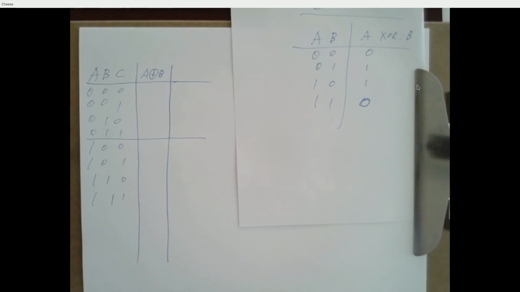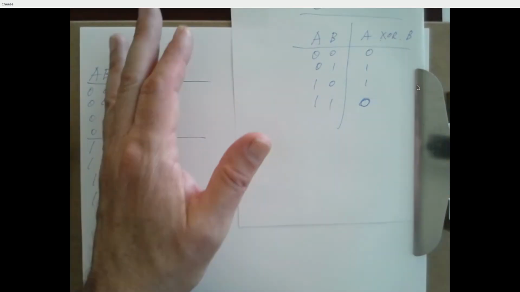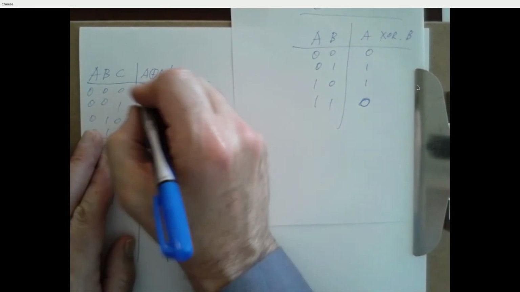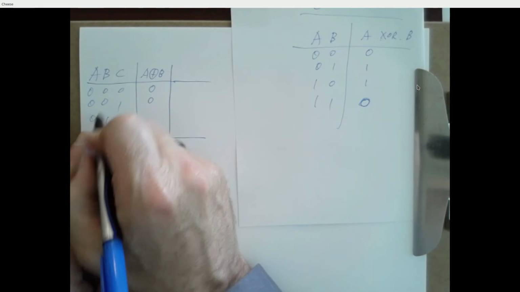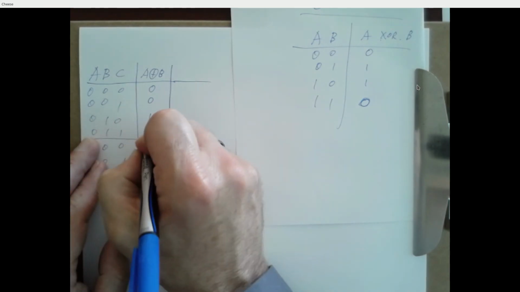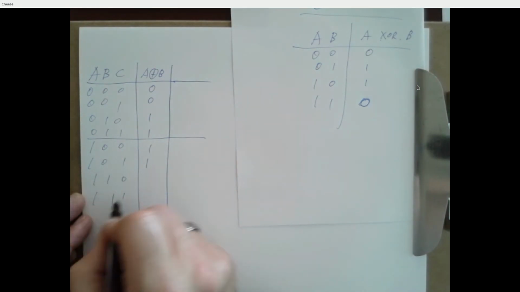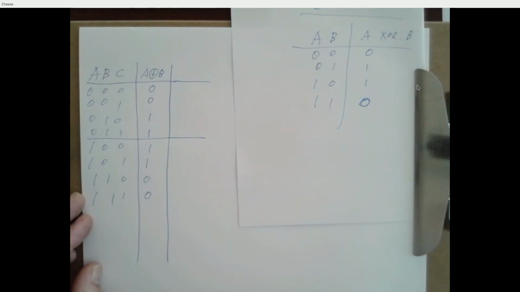And let's just make a column for A XOR B. So we're ignoring the C input. So just looking at A and B, 0, 0 gives us a 0. 0, 1 gives us a 1. 1, 0 gives us a 1. And 1, 1 gives us a 0. Okay, that's just straight from this truth table.